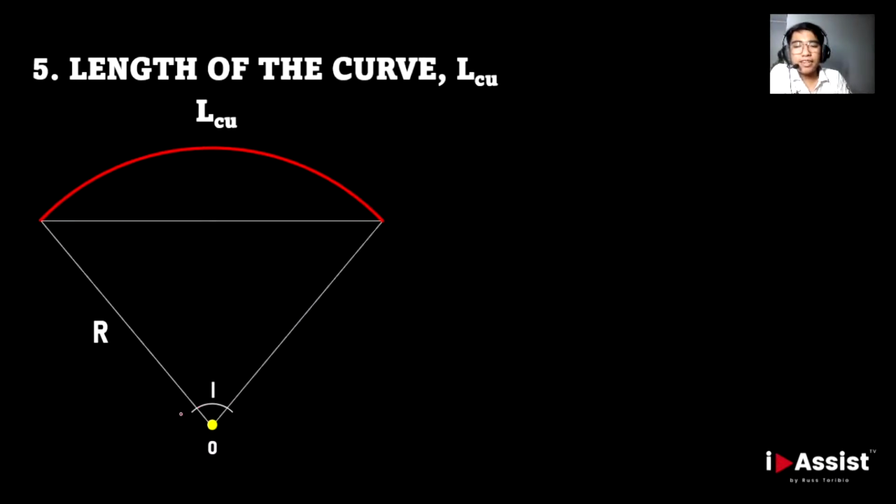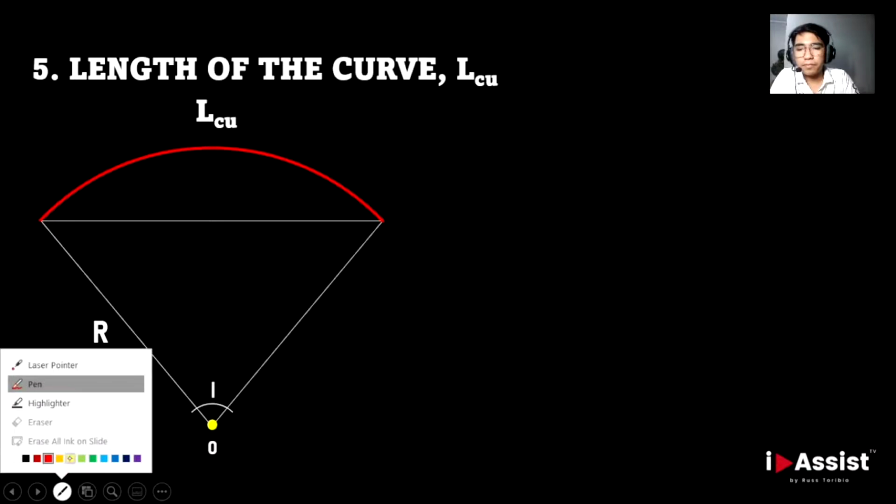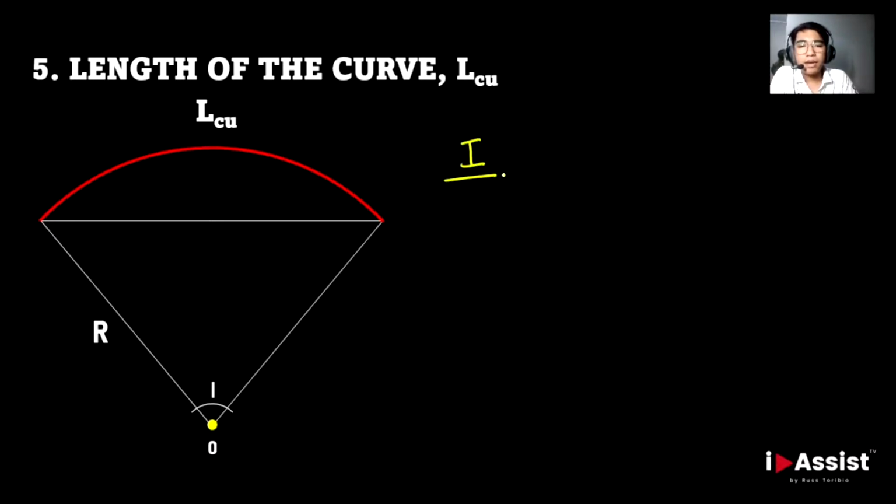Okay? Etong si I, angle I is equal to the LCU. Ay, equal yan sa anong angle ang equal sa isang buong revolution, that is 360 degrees. Right? So, if I is to LCU, therefore 360 degrees is to how many? That is 2 pi R.